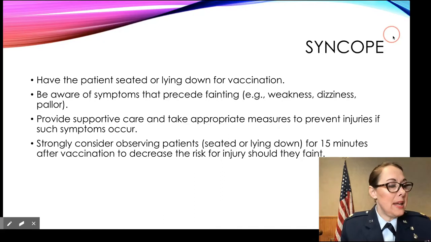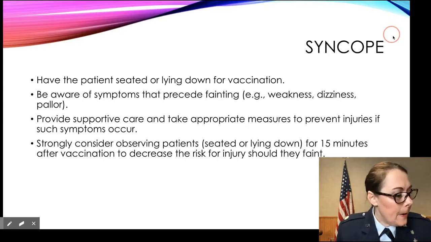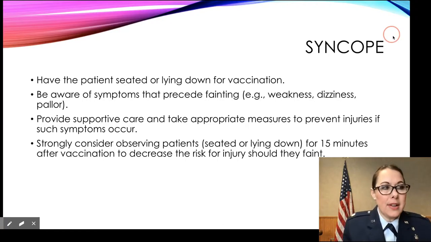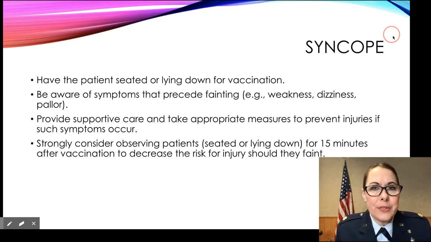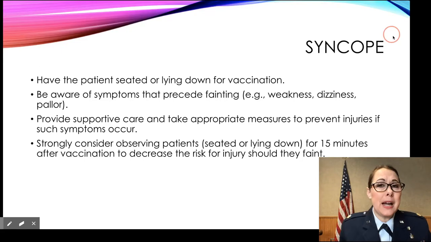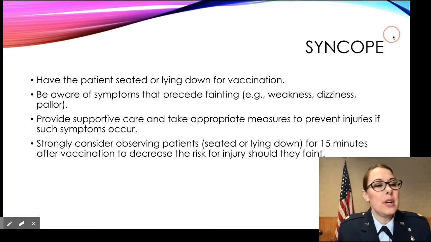And fainting can be the most common post-injection adverse event. And again, having them seated or laying down. You don't want to use a chair with wheels. Sometimes patients become very rigid, and if they're on wheels, they could slip out. It could shift or move. So don't put them in an office chair with wheels. And we want to make sure that we protect their head from any kind of injury too.